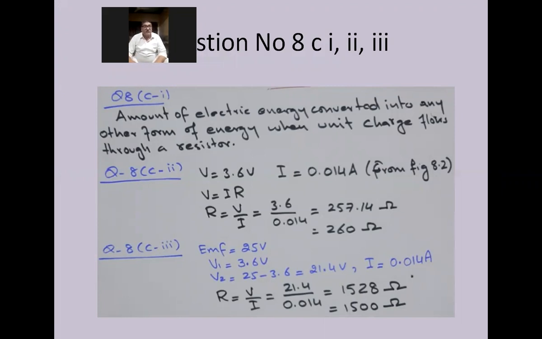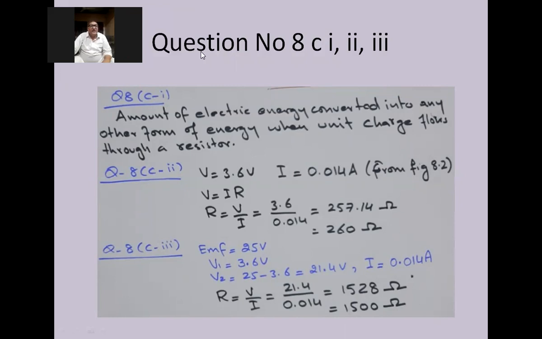V is equal to IR, and R will be equal to V divided by I. So 3.6 divided by 0.014. When I enter this in the calculator, I get the resistance as 257.14 ohm. That's approximately, in two significant figures, 260 ohm. So the resistance of the thermistor is 260 ohm.